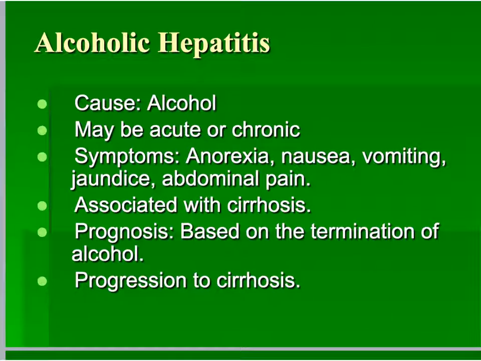Symptoms: they have anorexia, nausea, vomiting, jaundice, and abdominal pain. Of course, excessive chronic alcohol consumption can lead to end-stage liver disease, which is what we call cirrhosis. And the prognosis for alcoholic hepatitis is based on the termination of alcohol. If patients can stop taking the alcohol, then they feel a lot better. If they do, their prognosis is good. If they are not able to stop alcohol consumption, then the prognosis is definitely more guarded.